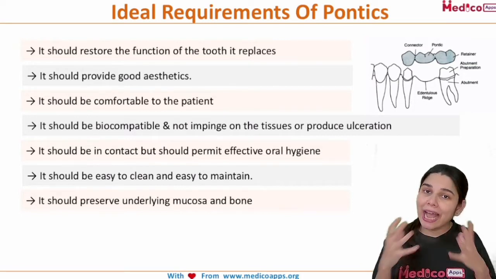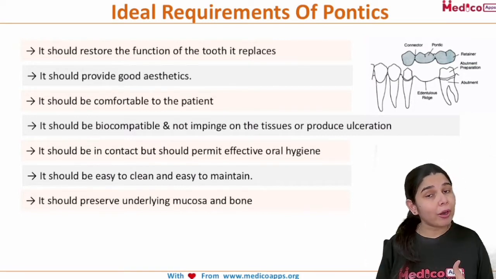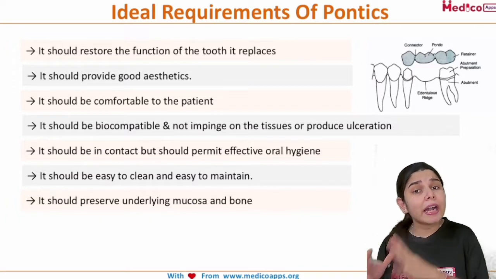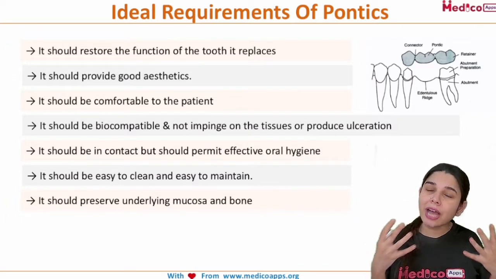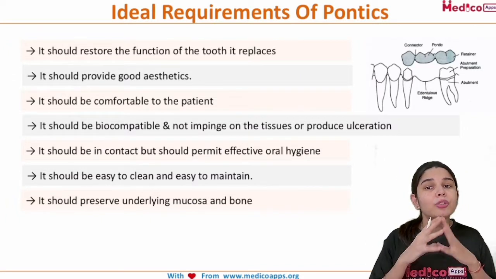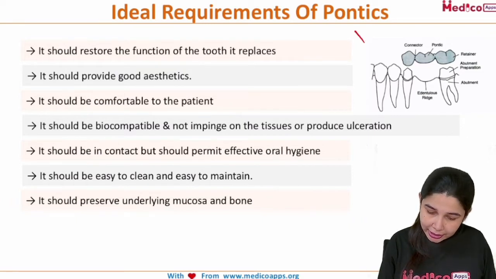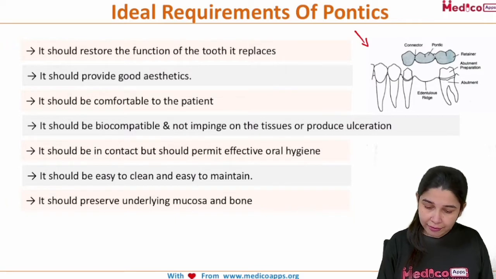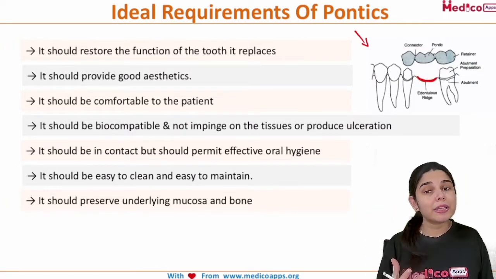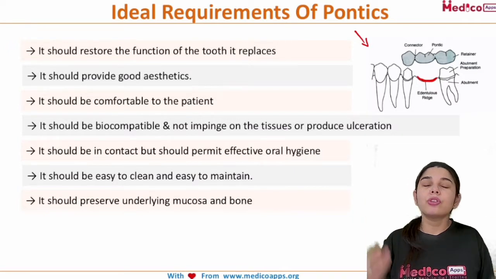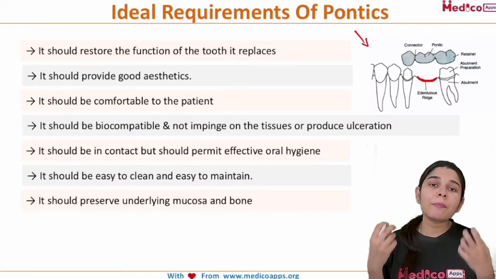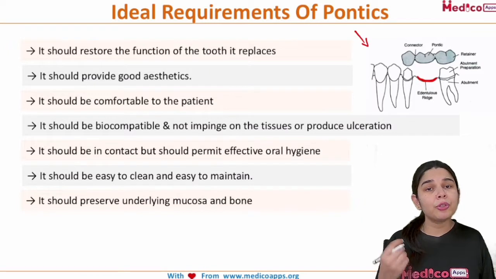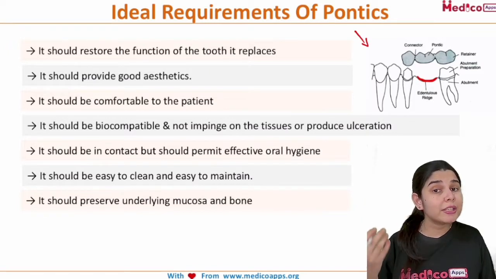Now, what exactly do you mean by Pontic? A Pontic is an artificial tooth. Where is this artificial tooth being used? As you can see in this image, if a missing area is present in a dental arch, for example this is an edentulous space where a tooth is missing in this particular position, whenever we are going to give a prosthesis, we are going to use a Pontic.